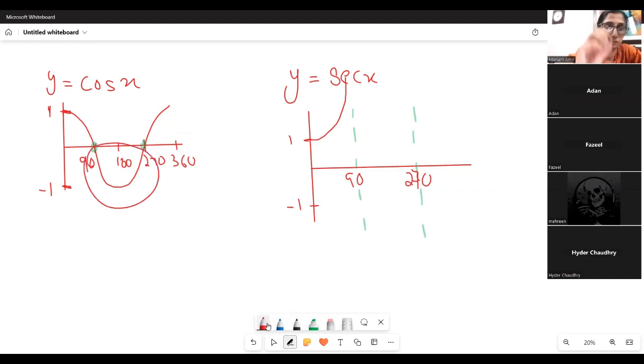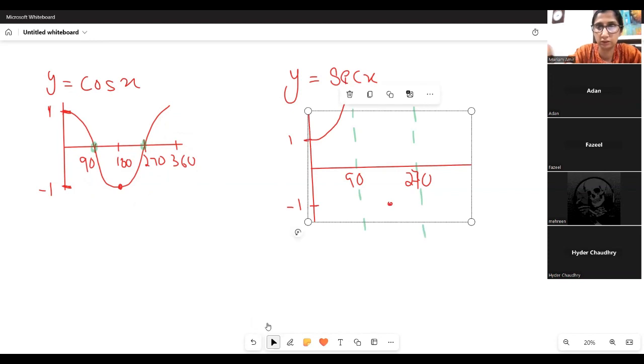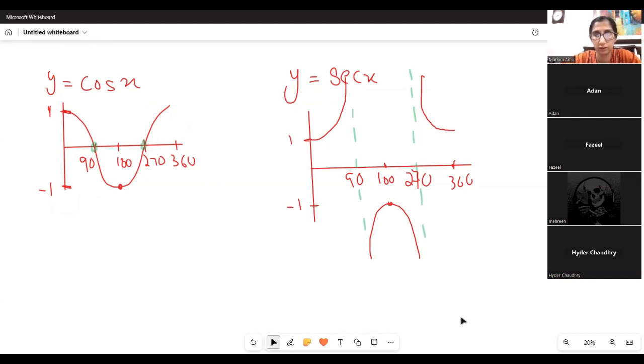This is a negative curve. -1 is at 180. So here -1 will be at 180. This is 180. And we have 360 here. So a negative curve here. And then a positive curve here. So like this. That's the graph for secant x. Okay.